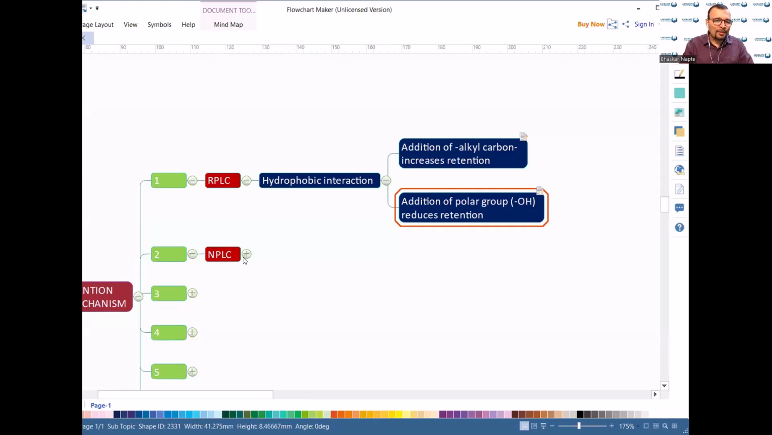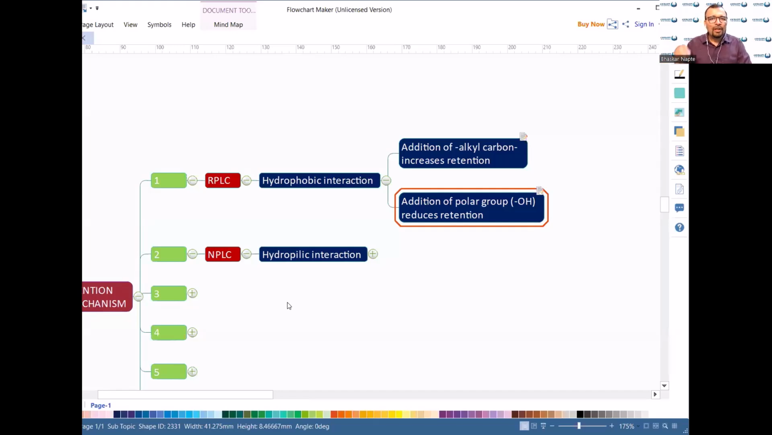Thank you so much. Let us now understand normal phase liquid chromatography. What is the stationary phase in normal phase liquid chromatography as compared to the mobile phase? Is it polar or non-polar? Type in P or NP in the comment box. It's completely reverse to that of reverse phase, and this is called polar or hydrophilic interaction.